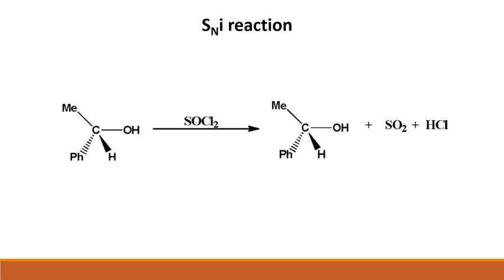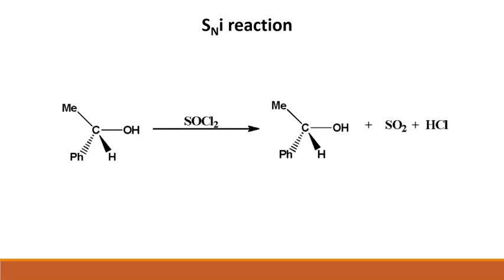It was found that the product chloride is formed with complete retention of configuration of the starting alcohol. The reaction proceeds with the formation of a chlorosulfite ester, which collapses with elimination of sulfur dioxide, that is SO2. The ester can be isolated. The reaction is common with aryl methanols but not with other alcohols.